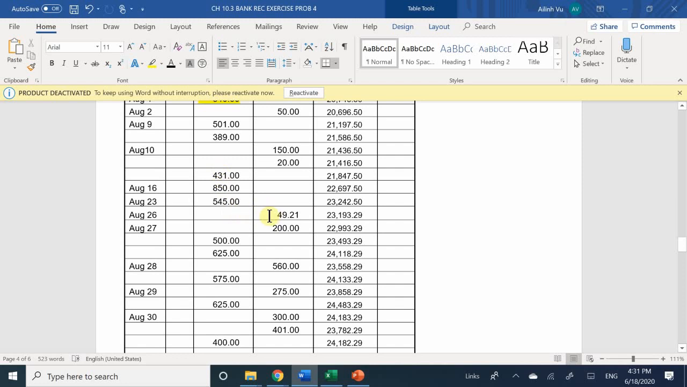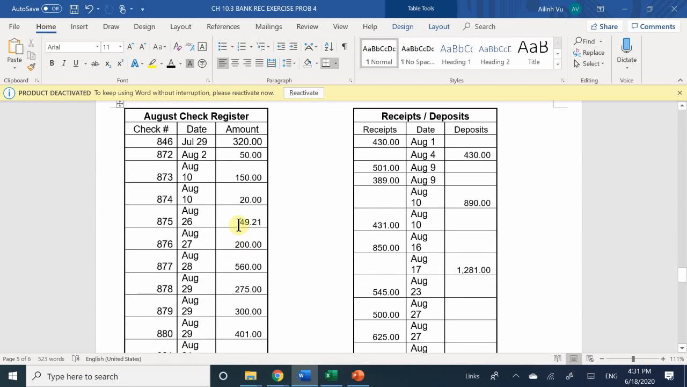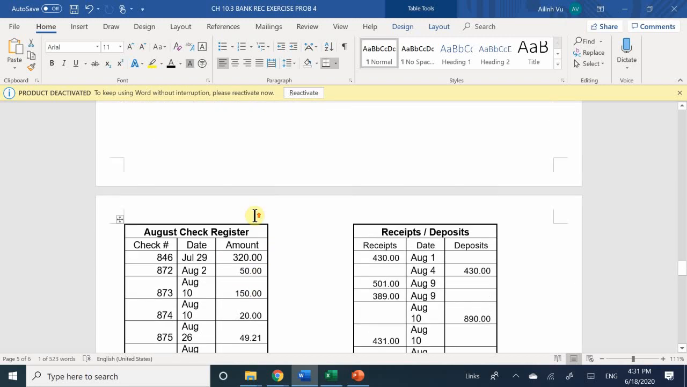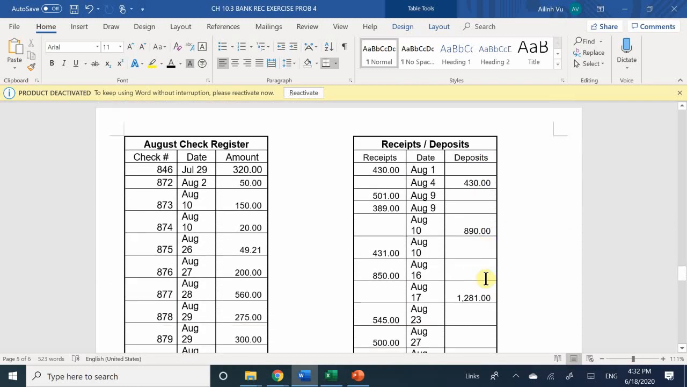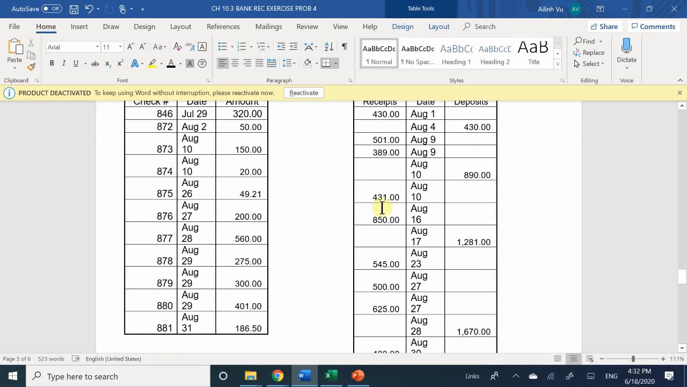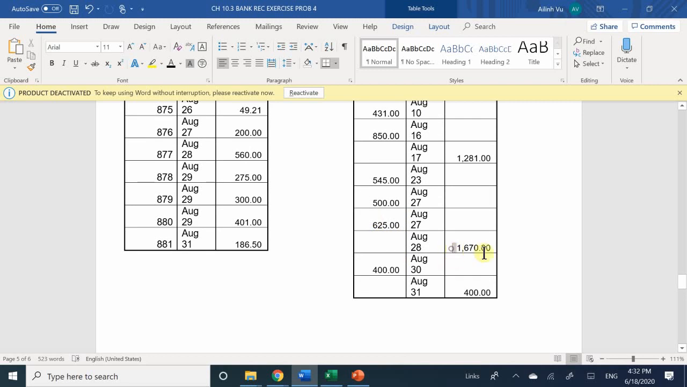Then I wrote my check for $49.21 and then another $200. Yes, good. Those are my checks right there. All right, where are we? We're here. Now my next deposit is going to be for $500 and $625. If I scroll down here, do I have that? Yes, I have it here. Does it calculate to 1670? No. It should. 1670? Yeah, it should.